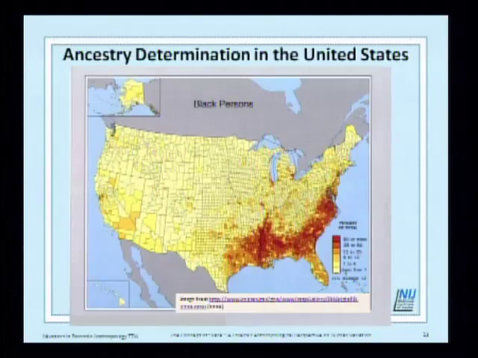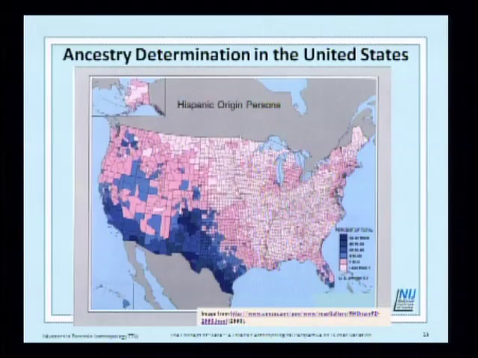Black persons, there's a big cluster on the eastern United States. And Hispanic origin, also from 1990. You have, of course, along the border and in Florida, especially in Hialeah, where you had a lot of Cuban immigrants coming in. So that was from 1990.